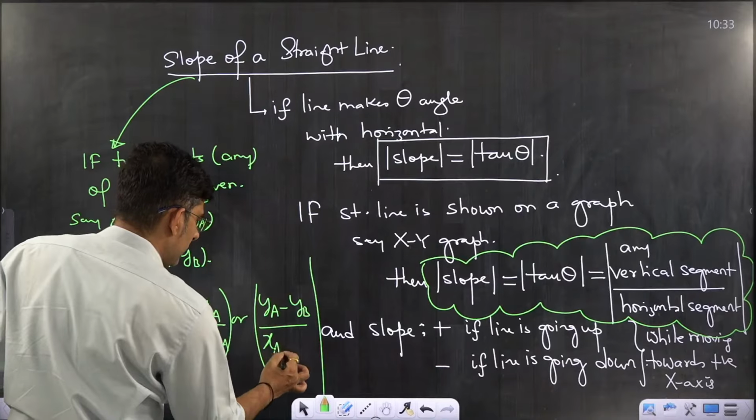If 2 points are given on a line, and the coordinates of the 2 points are known, xa, ya, xb, yb, then you can write the slope of the line as yb minus ya by xb minus xa. And similarly, you can also write ya minus yb by xa minus xb. It is not necessary that you always write b minus a, you can write a minus b also. But if you are writing a minus b in the numerator, you have to write a minus b in the denominator also. So in short, change in y coordinate divided by change in x coordinate.